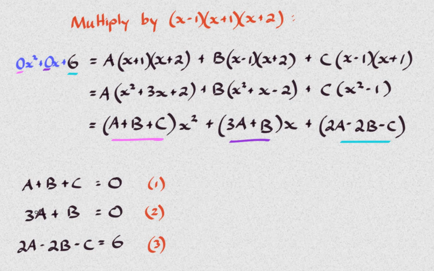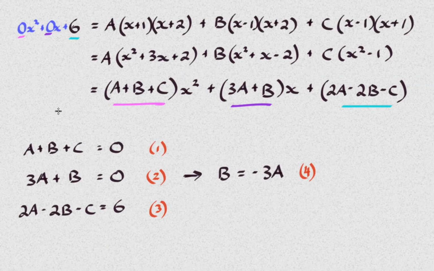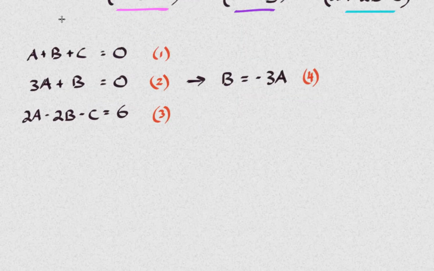Now, looking at these three, one thing that really jumps out to me is that this middle equation only involves a and b. And so we can very easily change this around so that we get b as a function of a. So this can be now our fourth equation, and we can use this and substitute it into our other equations to completely eliminate b. So let's go ahead and do that.